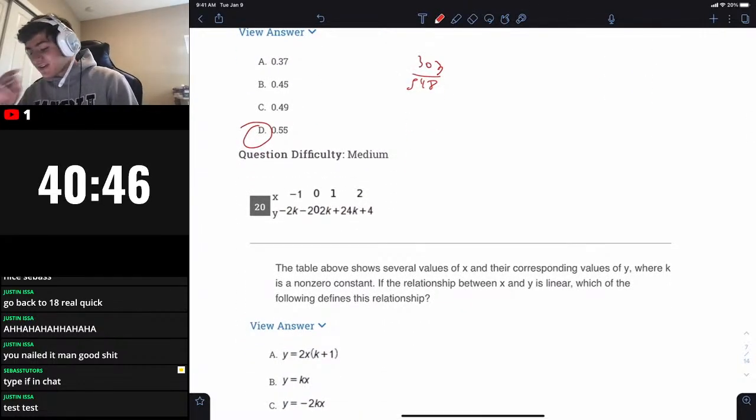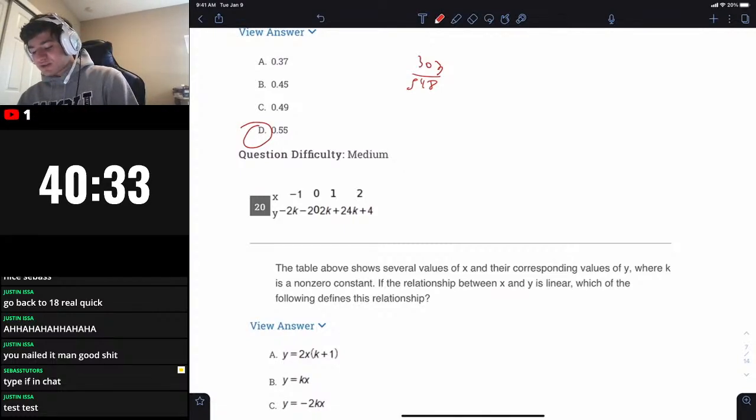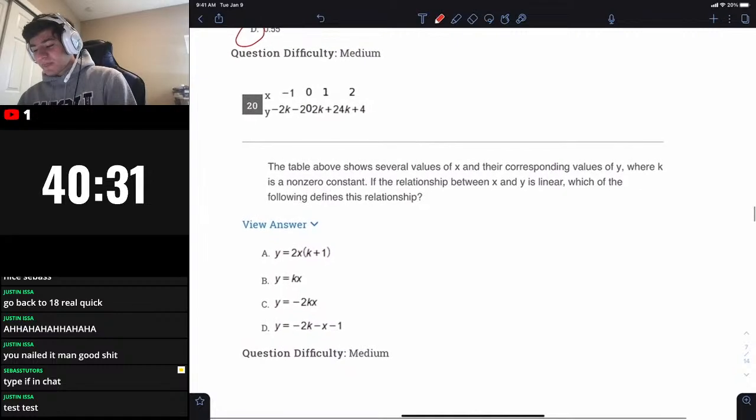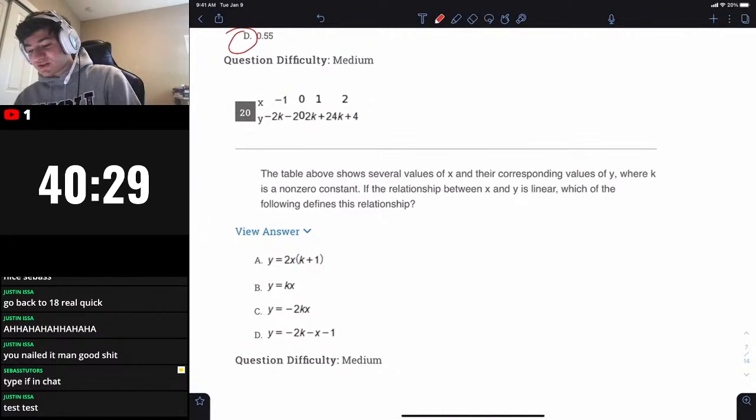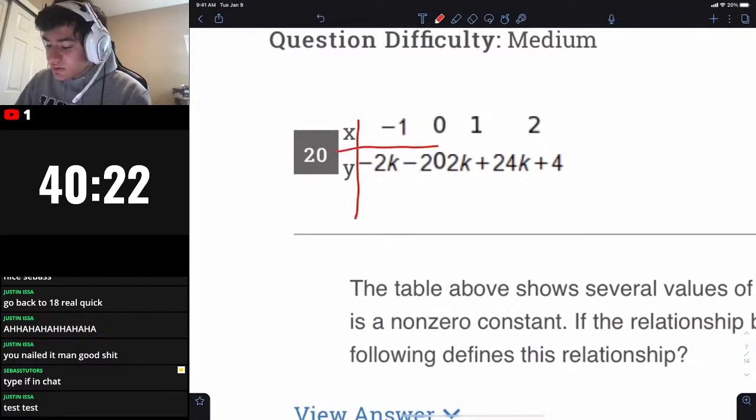What is going on here? What is going on? Oh, wait, what? This table is not supposed to look like that. I don't know what's going on. I don't know if I'm going to be able to answer this one. I can try. So, I'm guessing this is supposed to be like this, right?